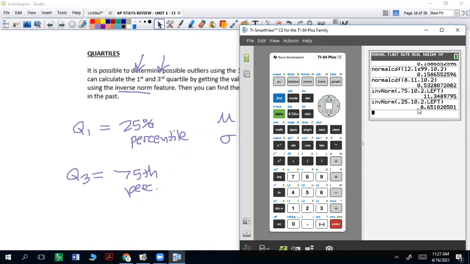So your IQR would just be 11.35 minus 8.65. Okay, that's weird. So your IQR is approximately about 2.7. So you can use your 1.5 IQR rule to figure out if there's outliers if you had a bigger set of data to work with.